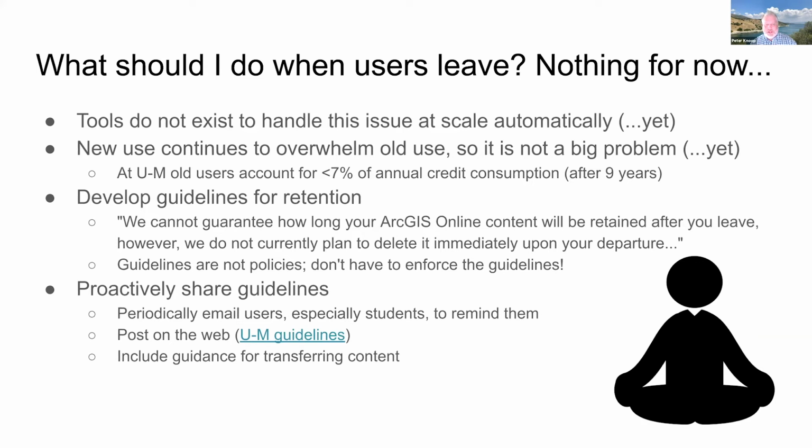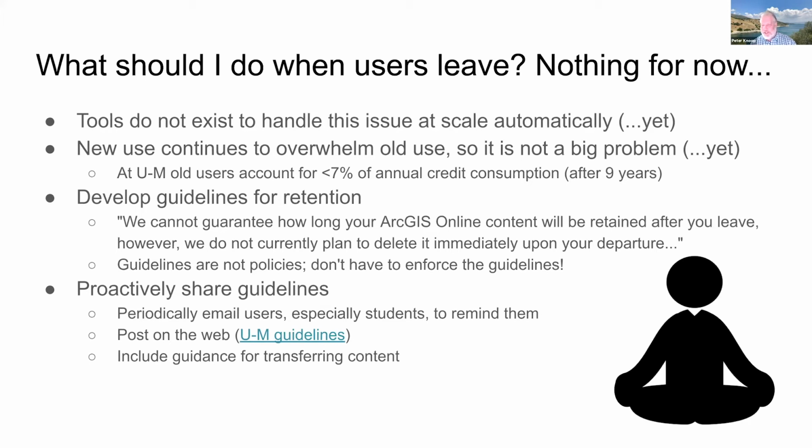So we proactively share guidelines. That's another best practice we recommend. We periodically email users, especially students, to remind them, not necessarily in the last week of the semester when they're busy doing finals and maybe they're about to graduate and you don't want them panicking about losing their access then. So we send it usually a month and a half or so before the end of the semester. We also have them posted on the web so that you can refer to people. You're welcome to check out our U of M guidelines. And then we also include in there guidance for transferring content, which we'll talk a bit more about here in a second, but just to give them some ideas of where they can go.